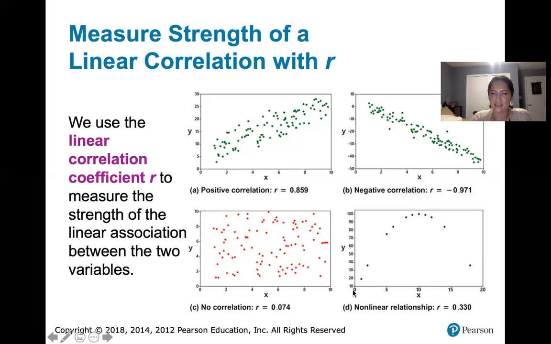And then in this last graph here, we see a relationship, but it's not a linear relationship. It looks like all of those points are lying on a parabola. Here, the r value is 0.330. We would say we do have a correlation, but it's a nonlinear correlation, not a linear correlation. So the r value is low, close to 0. Notice that the r value for no correlation is very close to 0. r equals 0.074.